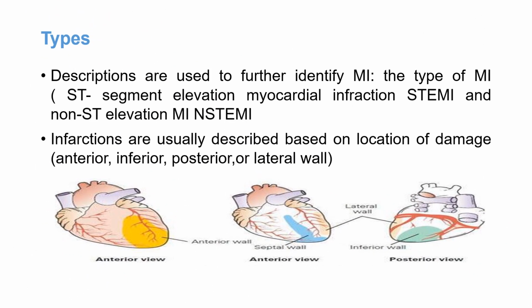The types of MI depend upon the ST elevation, and overall it is divided into ST elevation MI and non-ST elevation MI. Infarctions are usually described based on the location of damage, that is anterior wall MI, inferior wall MI, posterior wall MI, or lateral wall MI.